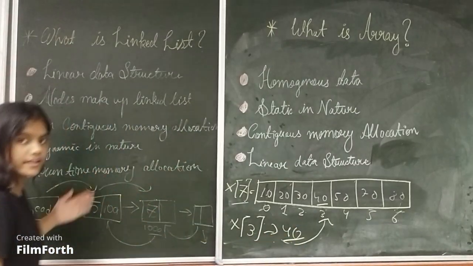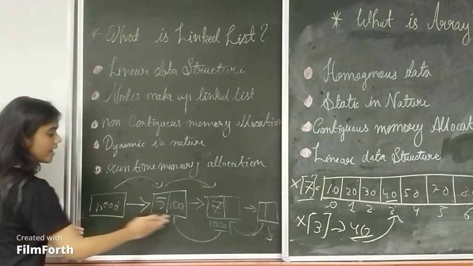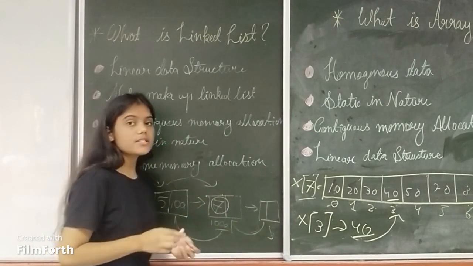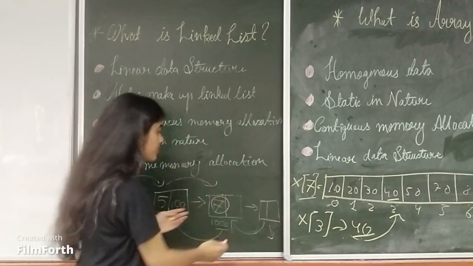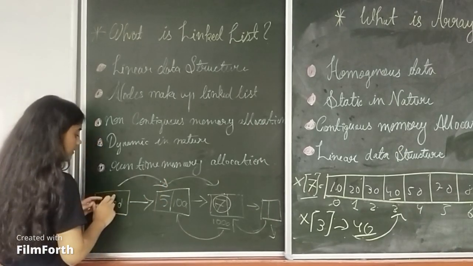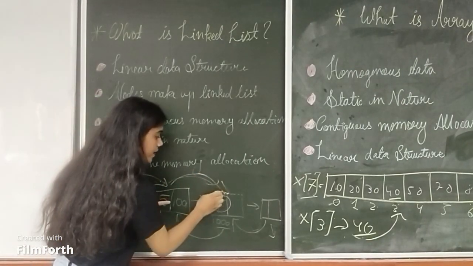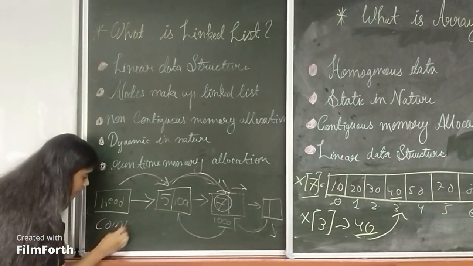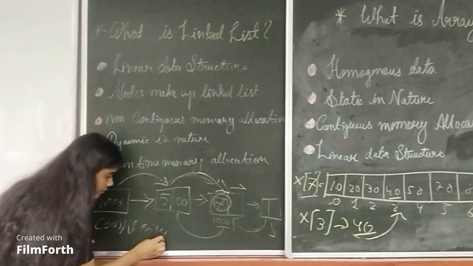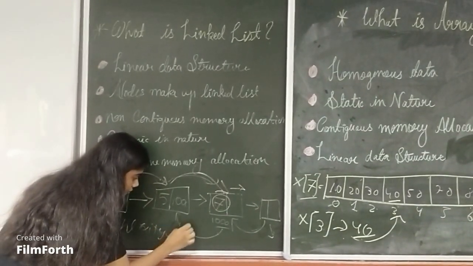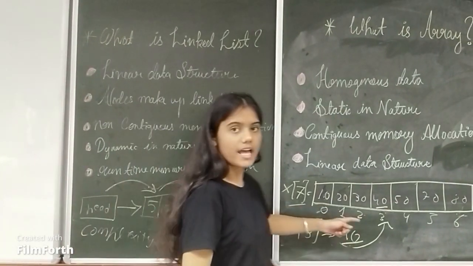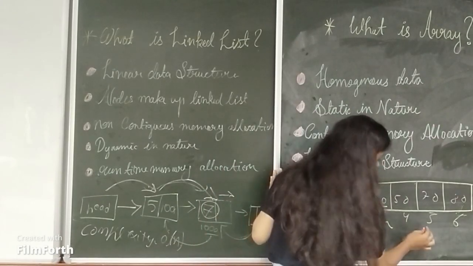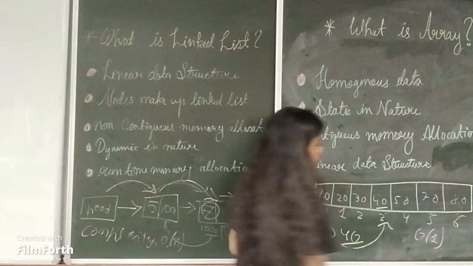Now simultaneously in a linked list, here we have nodes. Suppose we want to access here 7. In a linked list we cannot directly access the data. We have to first traverse the nodes. We will search from the first node, then the second node. And this will take much time. So its time complexity will be order of n. And in arrays it will take less time because it will directly access the data. So its time complexity will be order of 1.